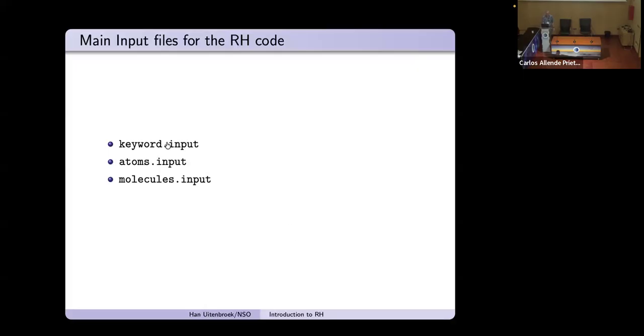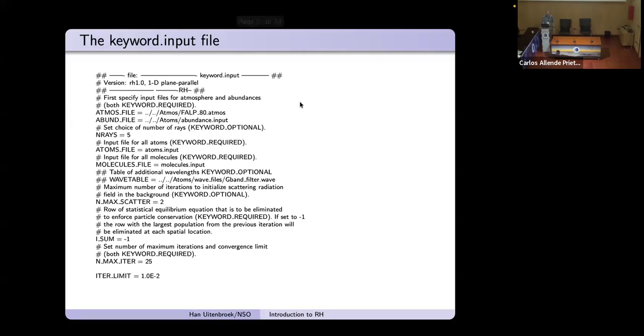So let me give you an example of what's in this keyword.input file. It specifies, first of all, the atmospheric input file, then a file with abundances for 100 elements or so. Then in the one-dimensional case, the number of rays. These are used to calculate, again, the radiative rates properly by integrating over a solid angle. And so therefore, they need to be chosen carefully. In this case, they are the zero points of the Gauss-Legendre polynomials. Then there's the atoms.input file and the molecules.input file.